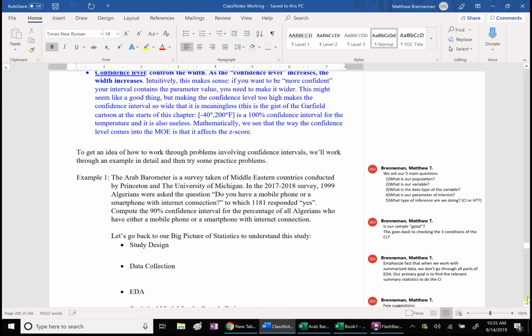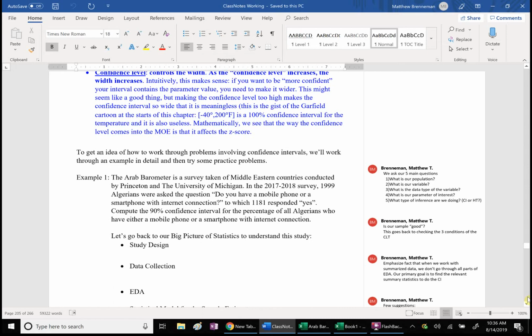And what we want to do is compute the 90% confidence interval for the percentage of all Algerians who either have a mobile phone or a smartphone with internet connection. Okay, so first of all, we want to understand the study design. We want to understand what is the variable, what is the population, what is the parameter. Well, our population is all people in Algeria, or you might say all people in Algeria who could possibly have a smartphone or a mobile phone.